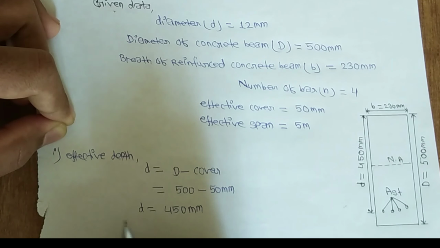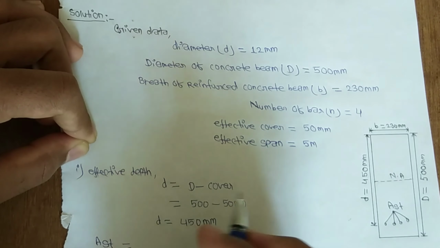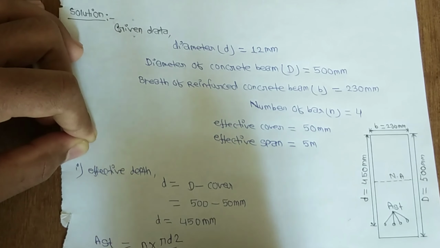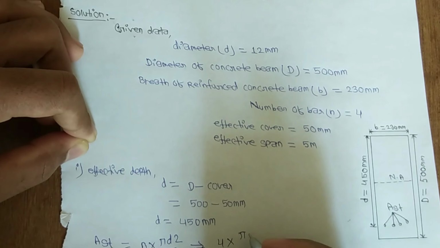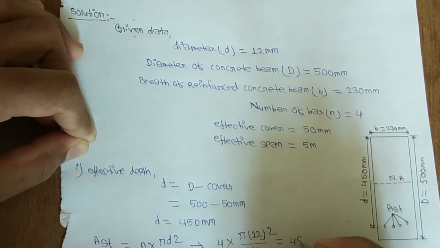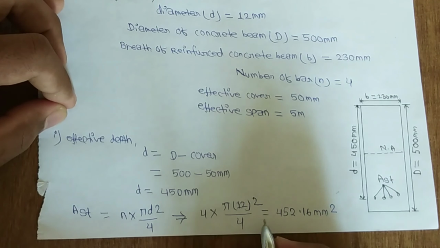Now we have to calculate the area of the steel in tension. We know area of steel Ast is equal to pi d square by 4. In the question it is given 4 bars of 12 mm diameter. So the area of the steel becomes n into pi d square by 4, that is 4 into pi into 12 square divided by 4. So the value we will get is 452.16 mm square. This is the area of the steel.